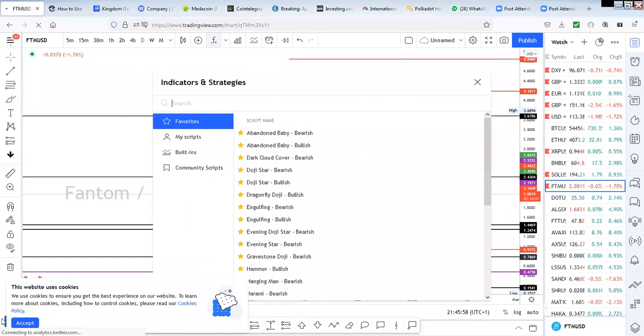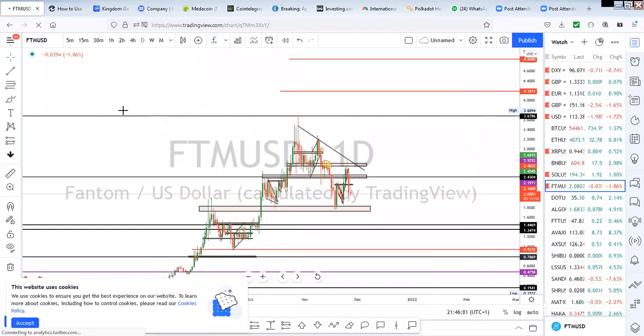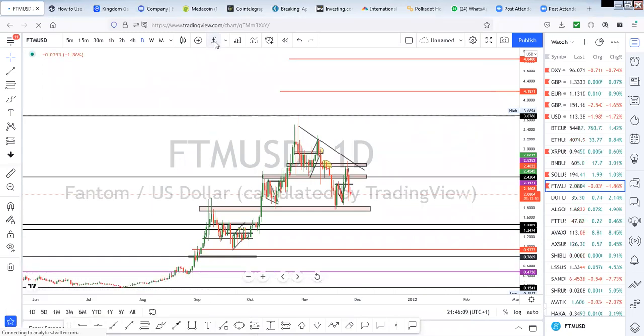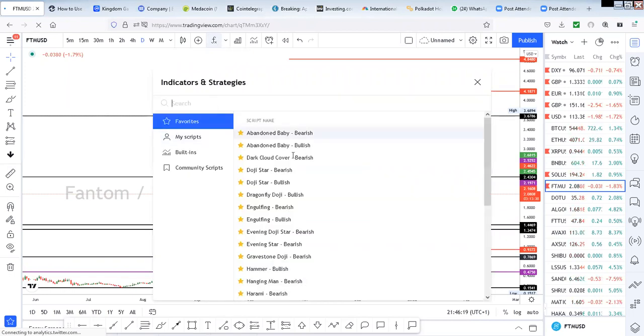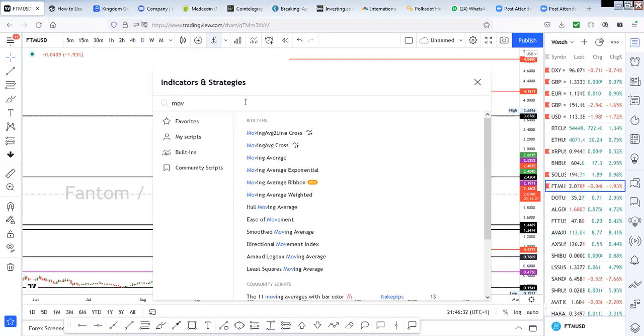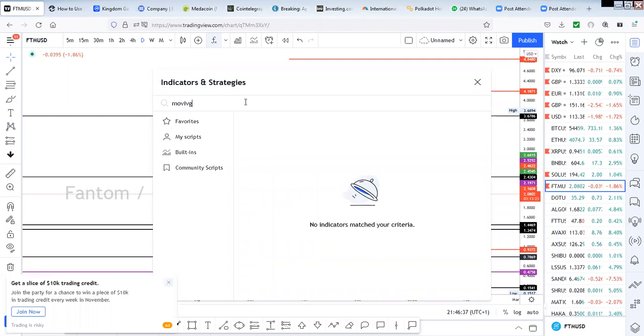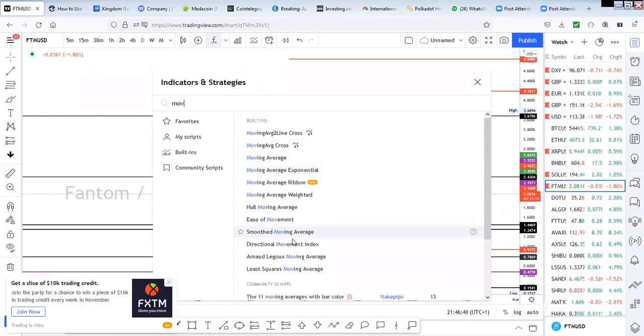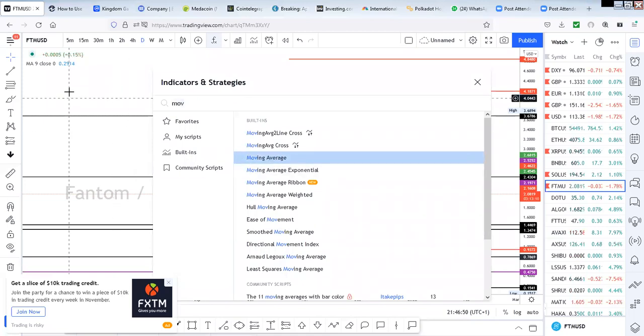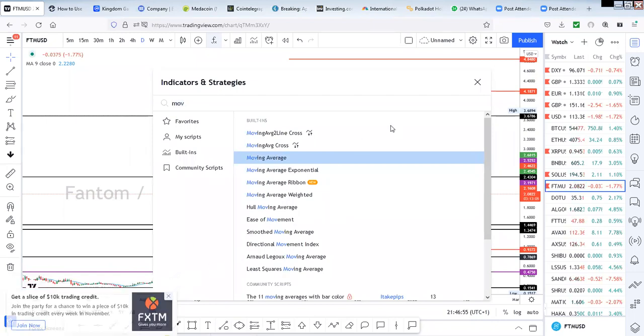Just come to this F sign with X. You see indicator and strategies. So just come to indicator and strategies. You click on it. So you come here, search moving averages. You can see moving average here. You add your moving average. The first one, you can add it free. On TradingView, you are allowed to use at least 3 moving averages.